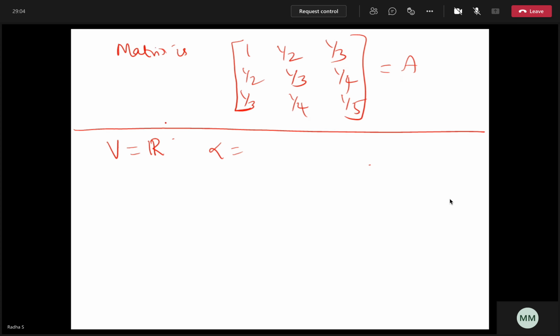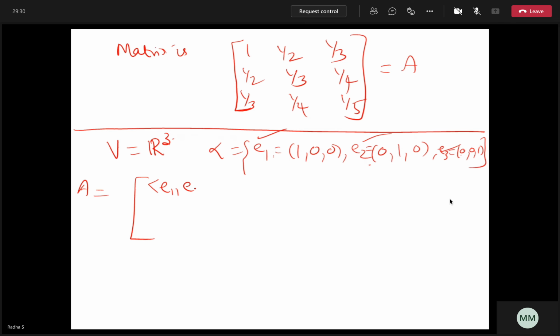Then you can extend that to R power n, R cube and R4. E1 is 1, 0, 0. E2 is 0, 1, 0, and E3 is 0, 0, 1. So what is the matrix? Here the vectors are E1, E2, E3. The identity matrix, 1, 0, 0, 0, 1, 0. So what is the matrix you need actually? The matrix is the inner product E1, E1, E1, E2, E1, E3. Right? E2, E1.